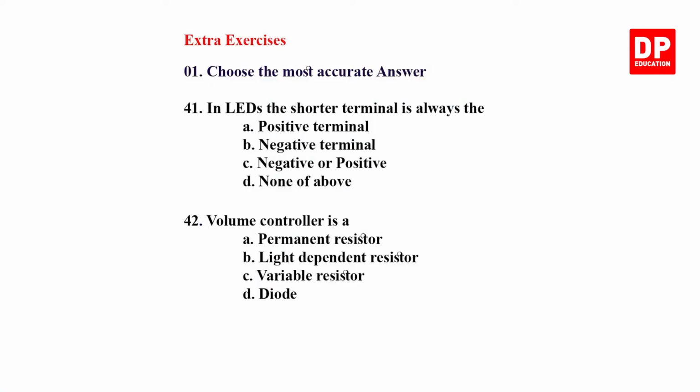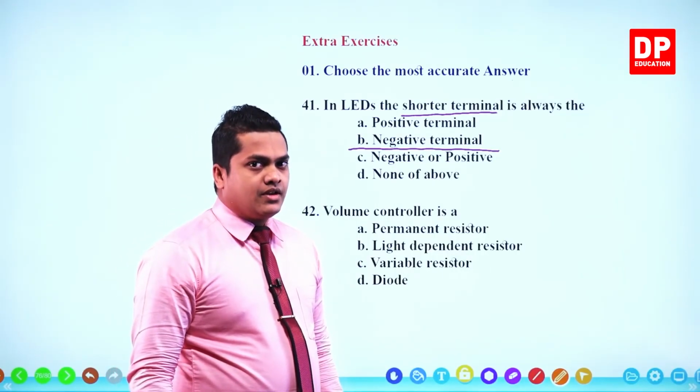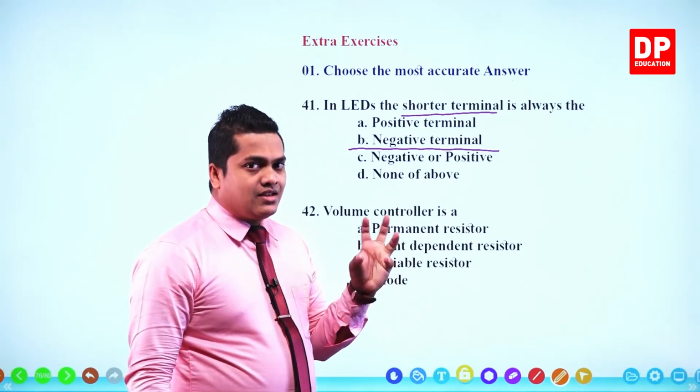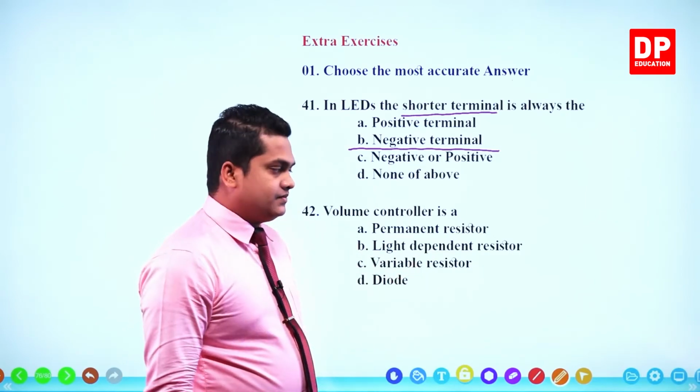In LEDs, the shorter terminal is always, this is really simple, my dear children: shorter terminal, always the negative terminal. Longer terminal, always the positive terminal. There is another way of identifying. There is a cut at the base. So the cut is at the negative terminal.